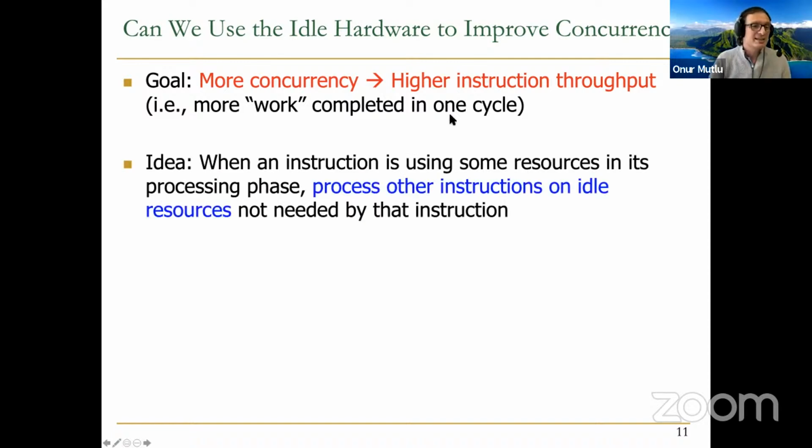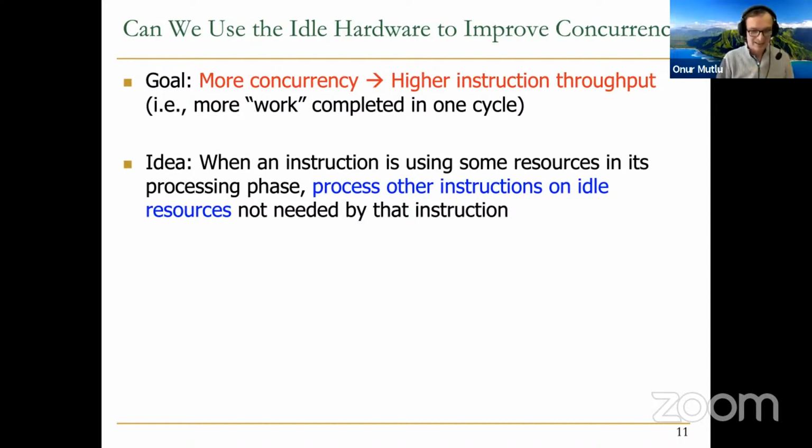So basically, the idea of pipelining to improve concurrency is that when an instruction is using some of its hardware resources in its processing phase, process other instructions on idle resources that are not needed by that instruction, and apply this consecutively to consecutive instructions, essentially.